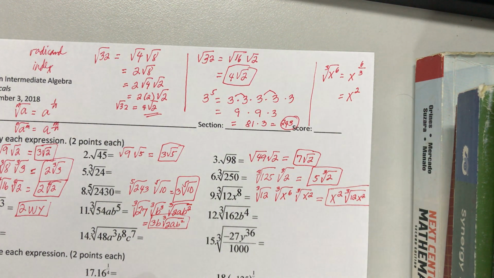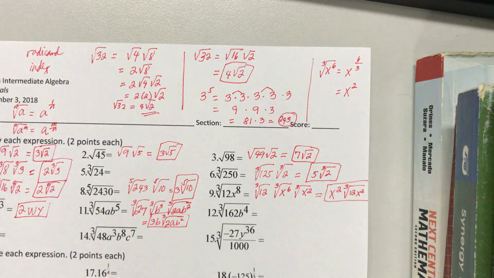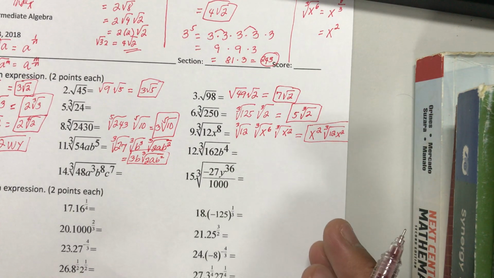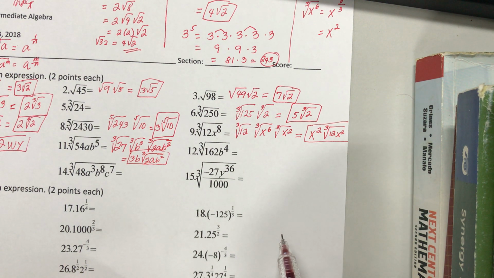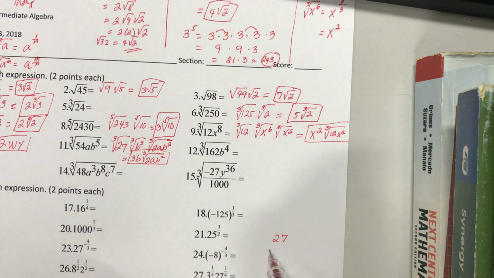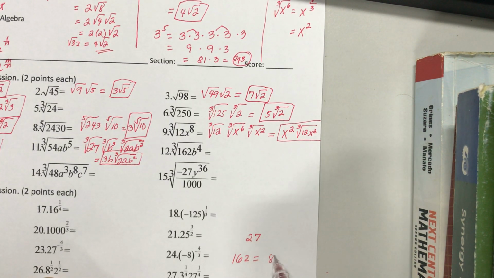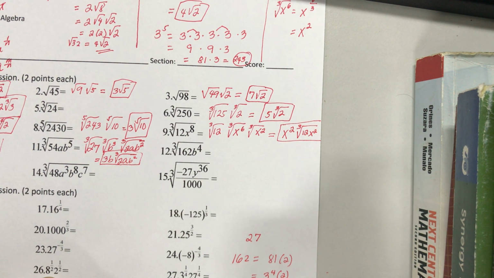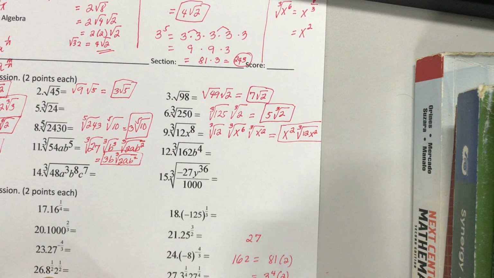So, when you divide 162 by 27, that's 6. 162 is 81 times 2. 81 is 3 to the 4th times 2. So you have 3 cube times 3 times 2. So 3 cube is 27 times 6. That's 162. So 27 times 6 is 162.